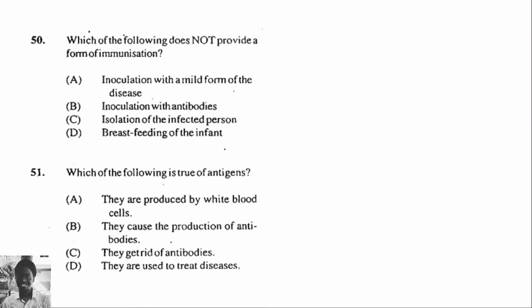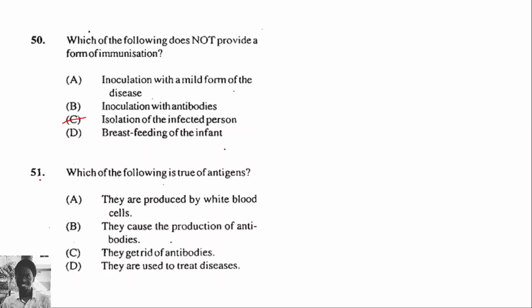Number 50. Which of the following does not provide a form of immunization? A. Inoculation with a mild form of the disease, B. Inoculation with antibodies, C. Isolation of the affected person, and D. Breastfeeding of an infant. So all of these are able to provide immunization except C, which is isolation. When you isolate the person, it does not make them immune to the disease. It just takes them away from the source of the disease, which is a pathogen.